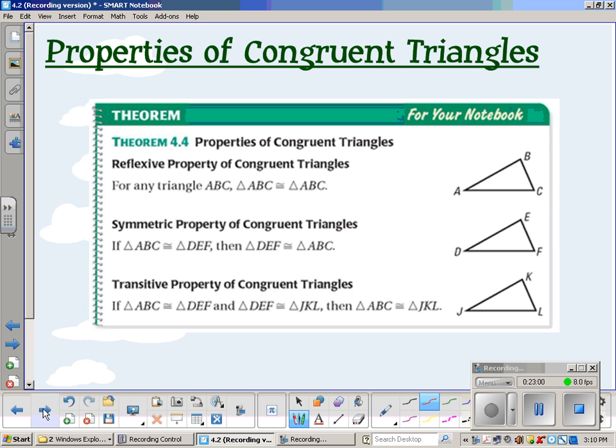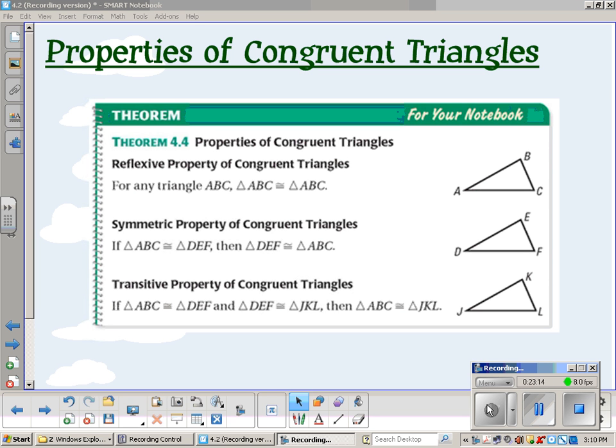Okay, this is the last bit of theorems that we have for this section. It's the 3 properties that we've seen before: reflexive, symmetric, and transitive. Please pause the video here and take a minute to copy these into your notes. I'm not going to go through these properties right now, but if you have questions, ask your teacher during the next class. This is the end of lesson 4.2.